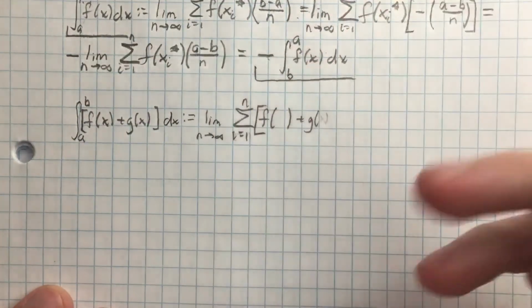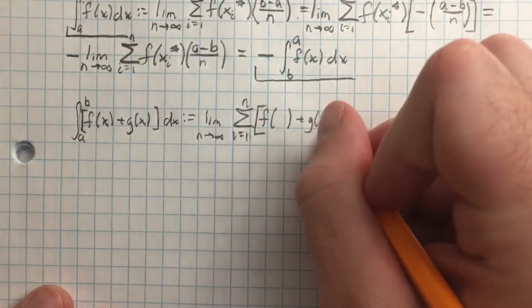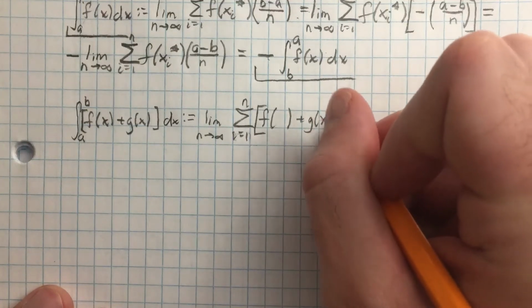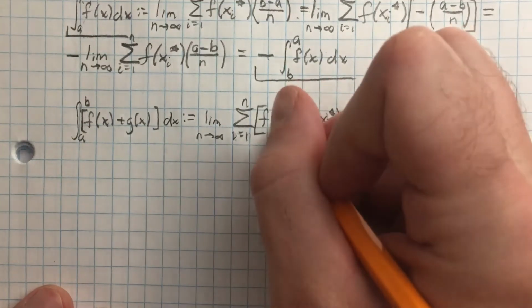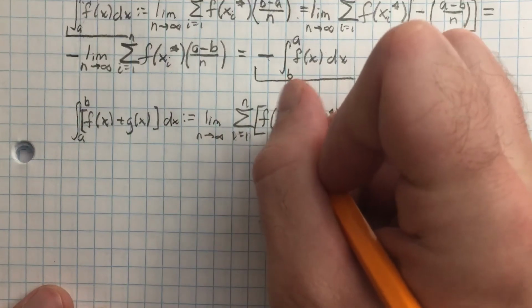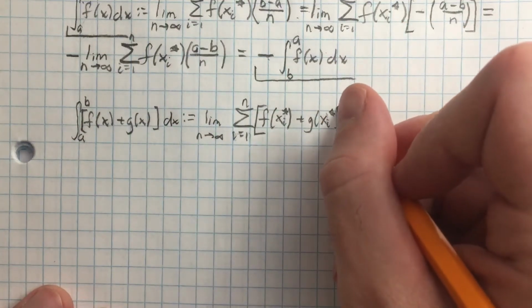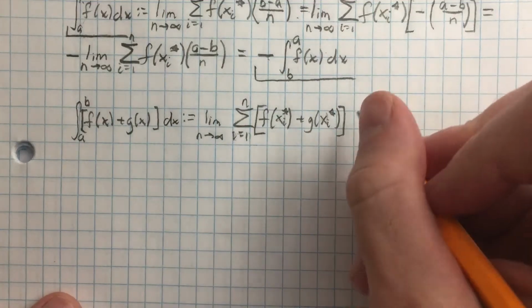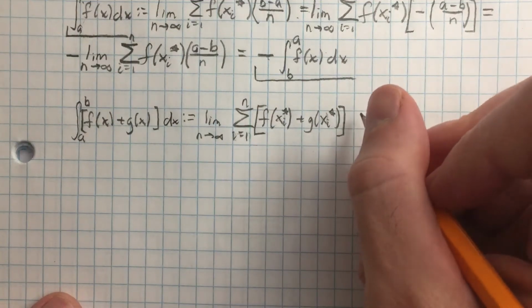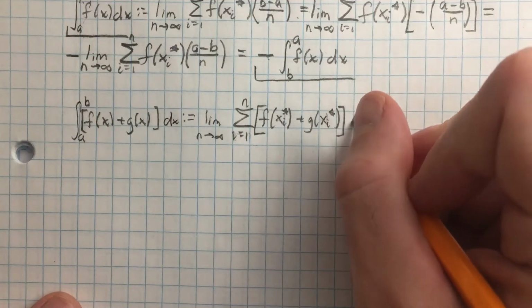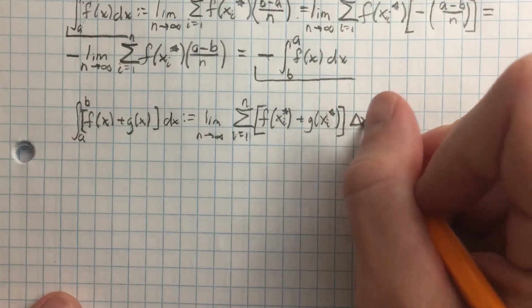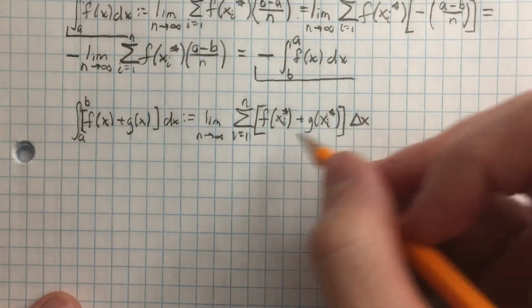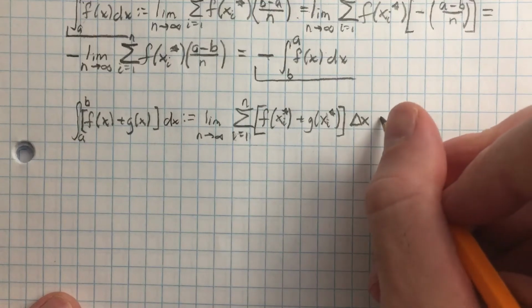I need the sampling point expression in here, so xi star and xi star. So there's our function with its particular sampling to get the heights of the rectangles. And then on the outside we still have delta x. I'm just going to leave it as delta x this time. I'm not trying to manipulate that part of it to illustrate this.